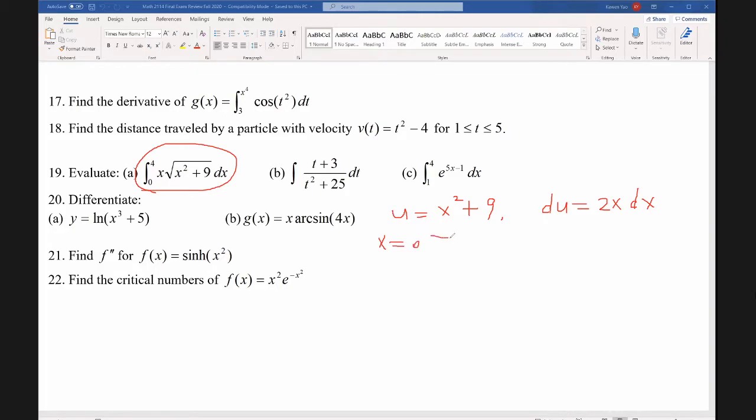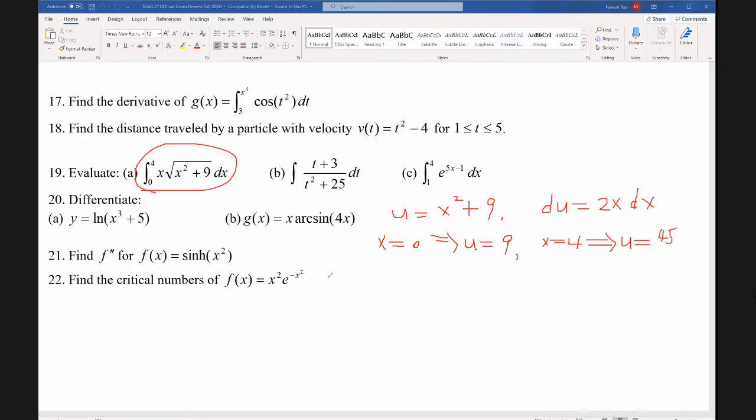You get u equal to 9, right? Equal to 9. And x equal to 4. This 4 is the upper limit, right? We have u equal to, calculate, right? 4 squared is 16. 16 plus 9 is 25, right?